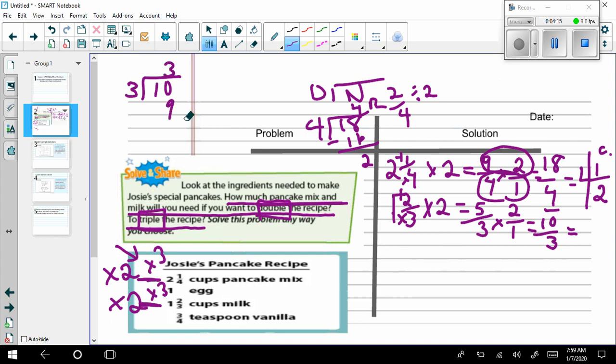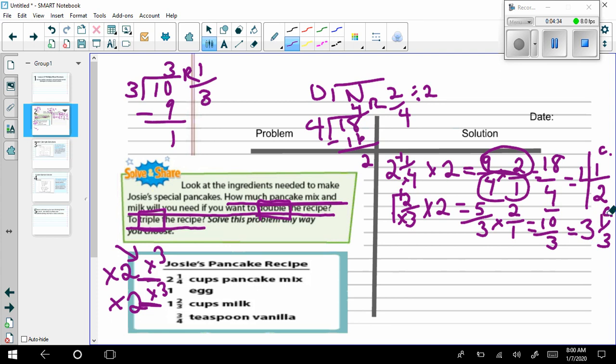3 times 3 is 9. Subtract that and we get a remainder of 1. Once your denominator is the same, it stays the same, so it's going to be 3. So that mixed number is 3 1/3 cups of milk.